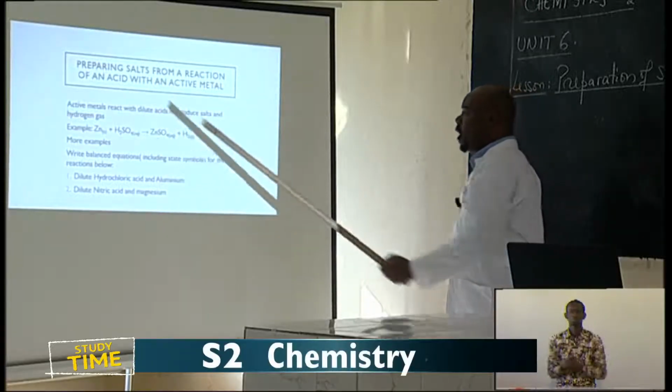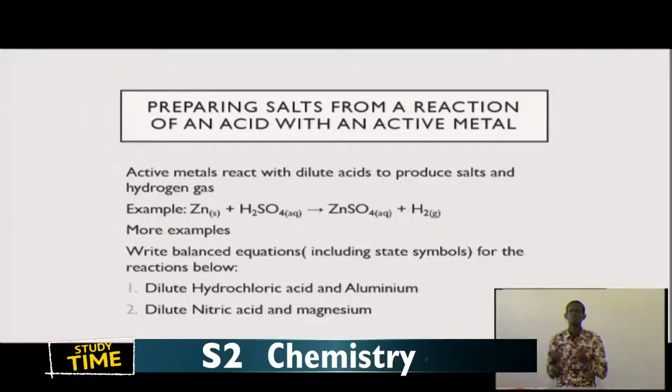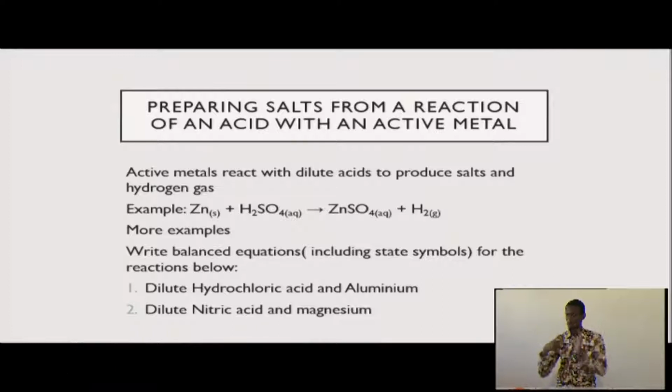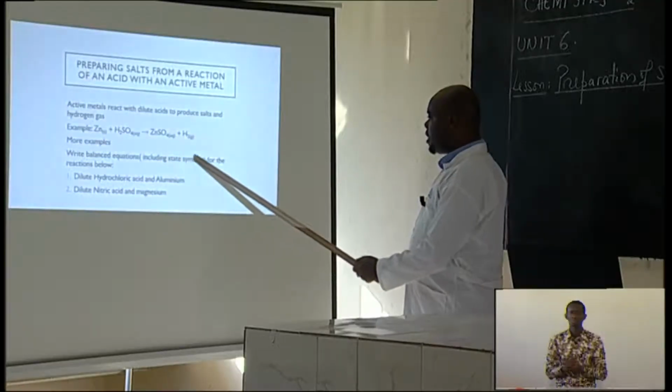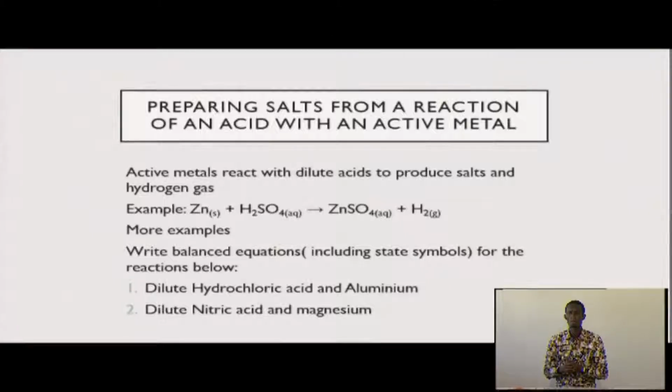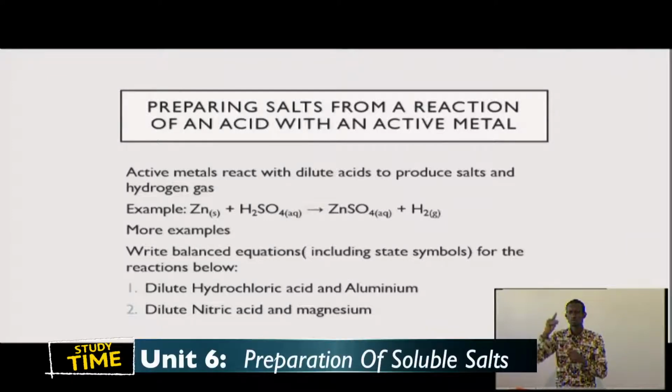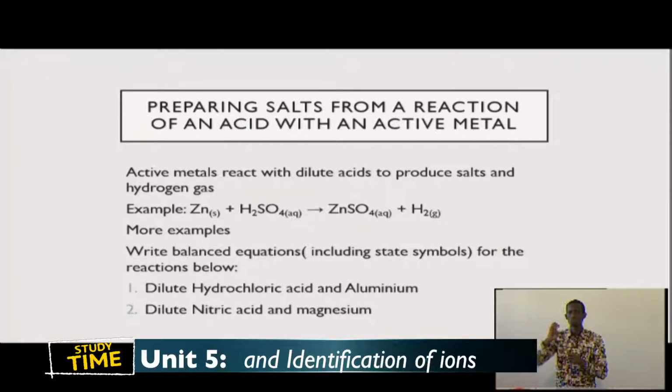Here we have more examples. And these two examples, I want you to try them before we can correct them together. Write balanced equations including state symbols for the reactions below. We have dilute hydrochloric acid and aluminium, dilute nitric acid and magnesium.